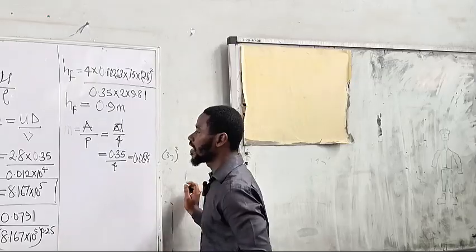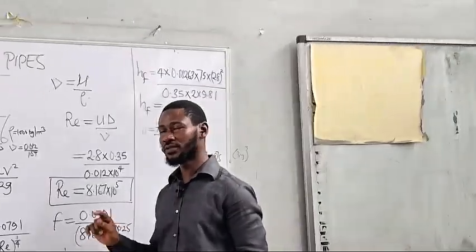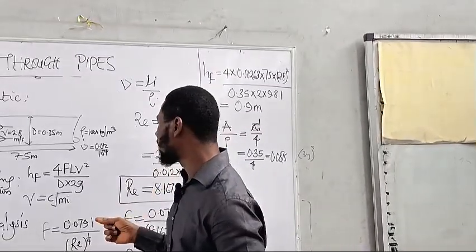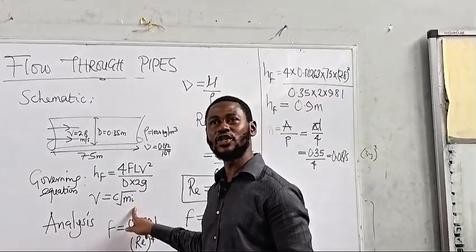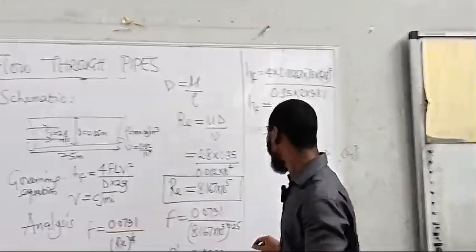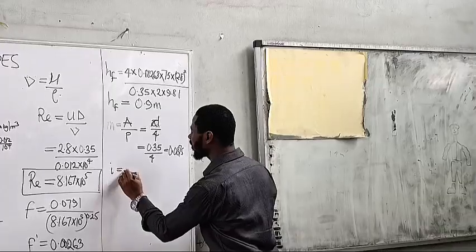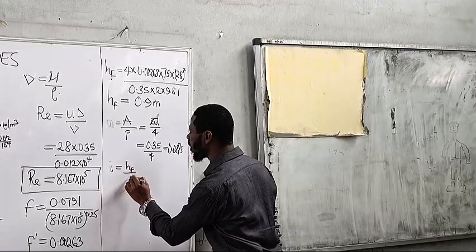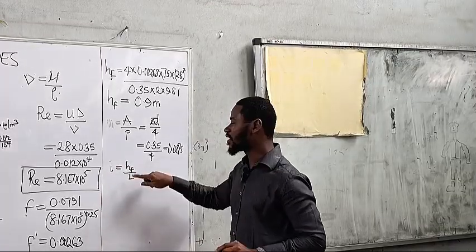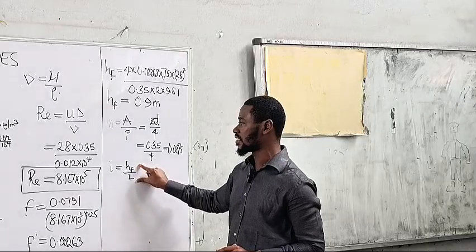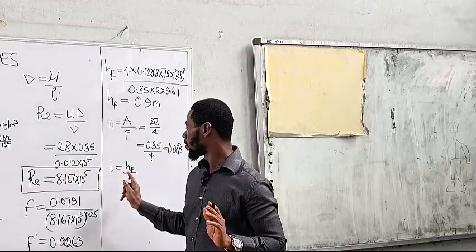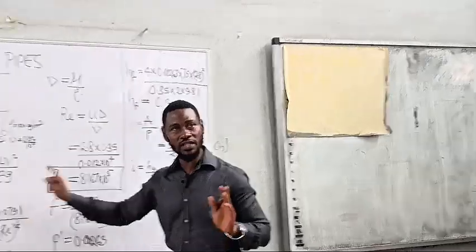0.0875. That is the unit of the hydraulic mean radius. Then the next one is to determine the head loss per unit length, i equals hf over L. And this is what we are asked to determine in the question. So we can leave this expression, and we can substitute this into this expression.